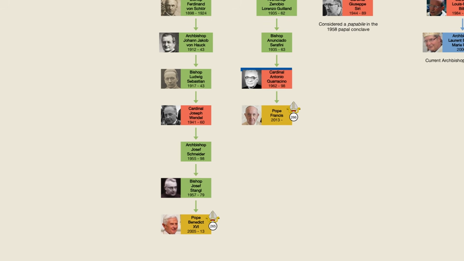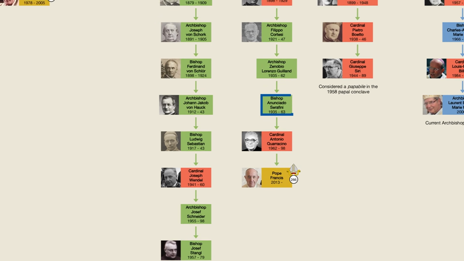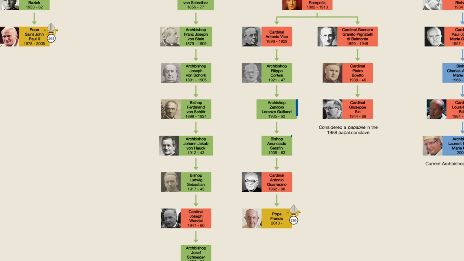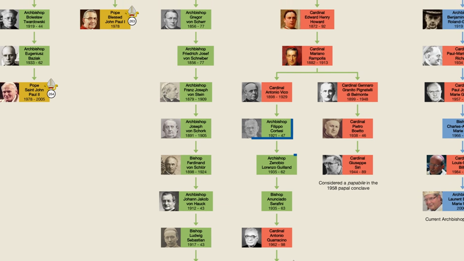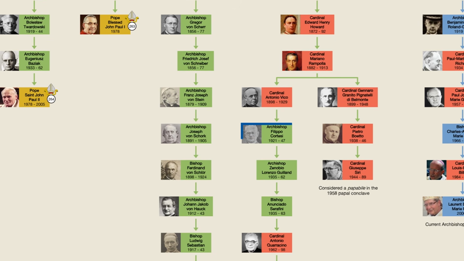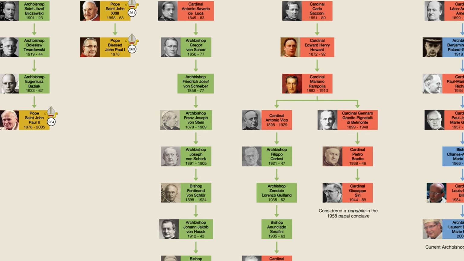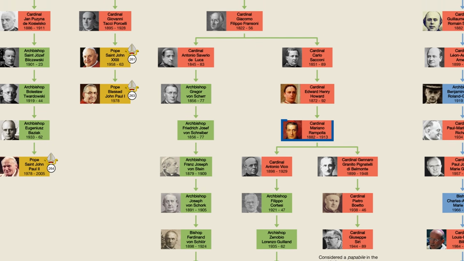He in turn was consecrated by another Argentinian bishop, who was consecrated by another Argentinian bishop. We then come to Filippo Cortesi, who is notable because he was the Vatican's main ambassador to Poland at the start of World War II. However, if we go 2 more steps up, we come to an even more notable person, Mariano Rampolla. You see, Mariano Rampolla very nearly became pope.